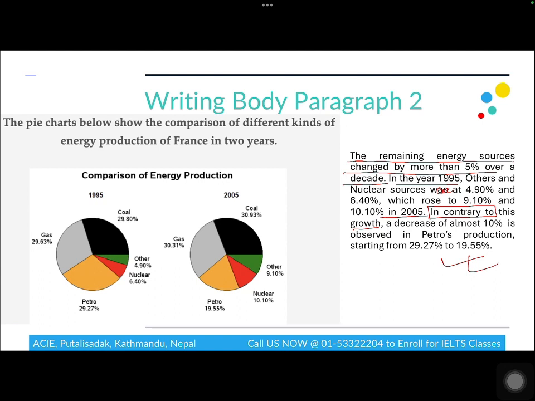Obviously, in this case, we only have two pie charts, but you can have up to 6 to 8 pie charts. So please make sure that you're trying to group information, you're trying to note the major highlights of the question, and then elaborating those highlights by using data in your body paragraphs appropriately. I hope that this is clear.